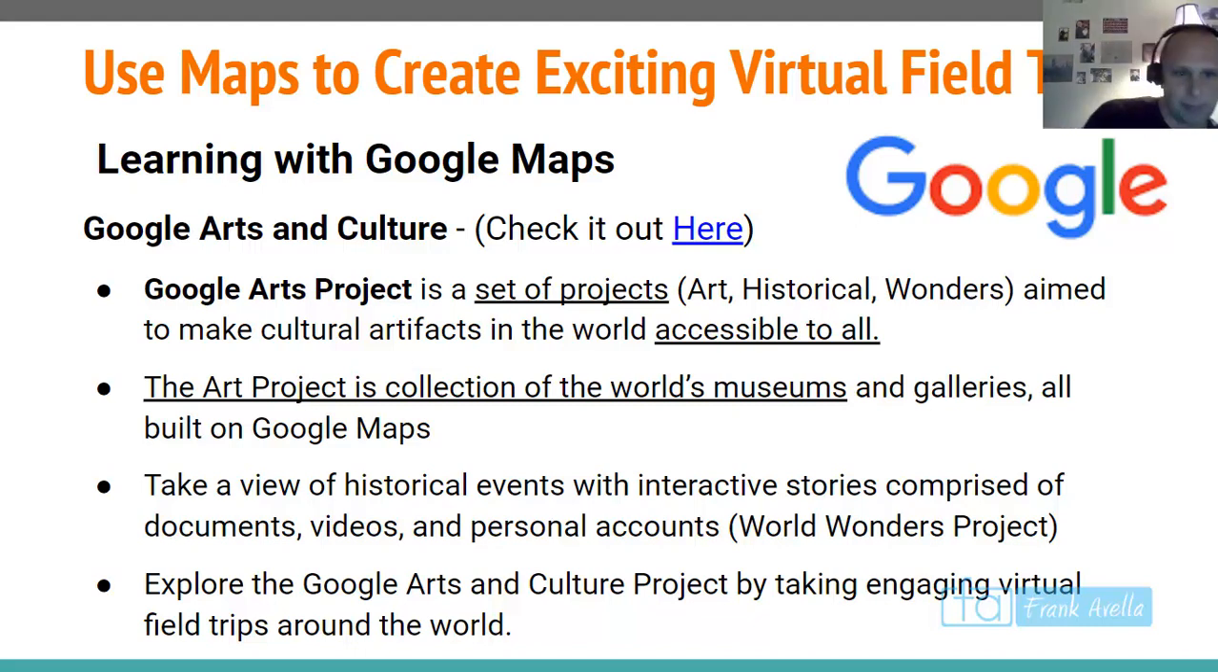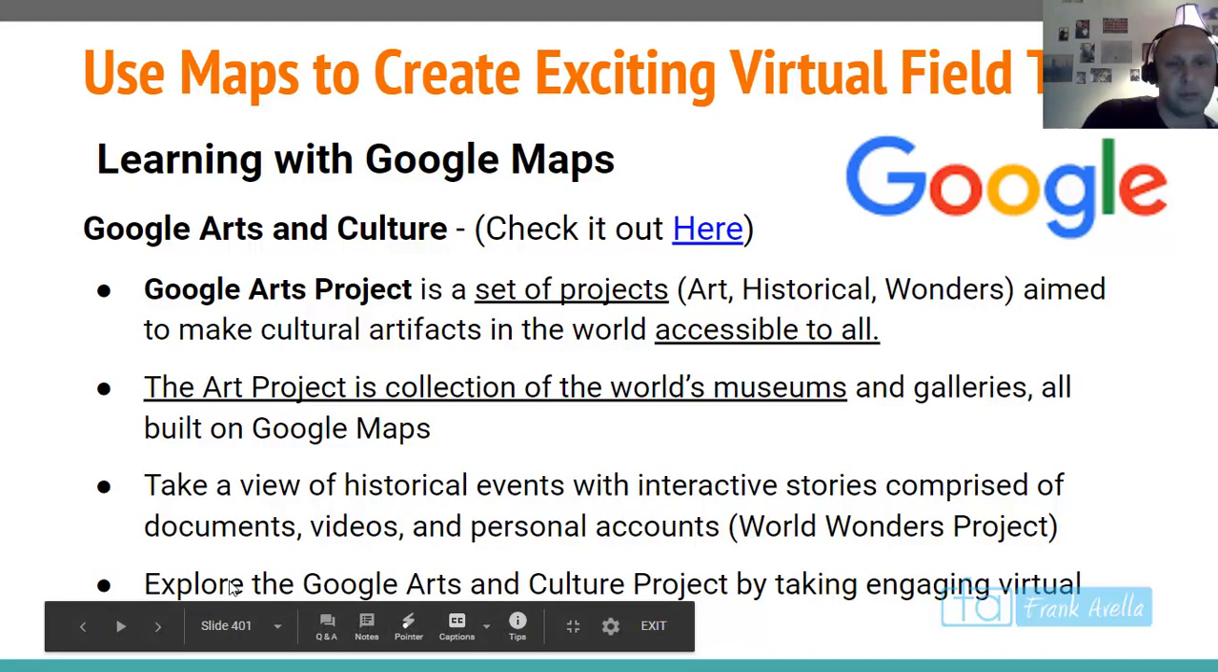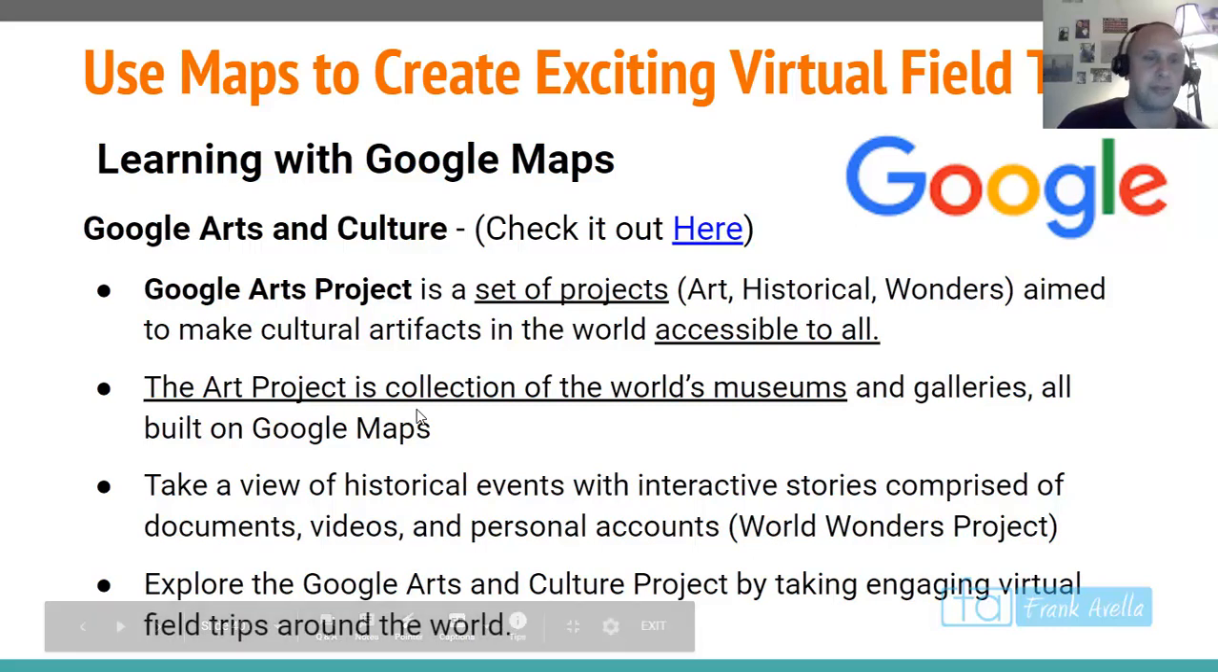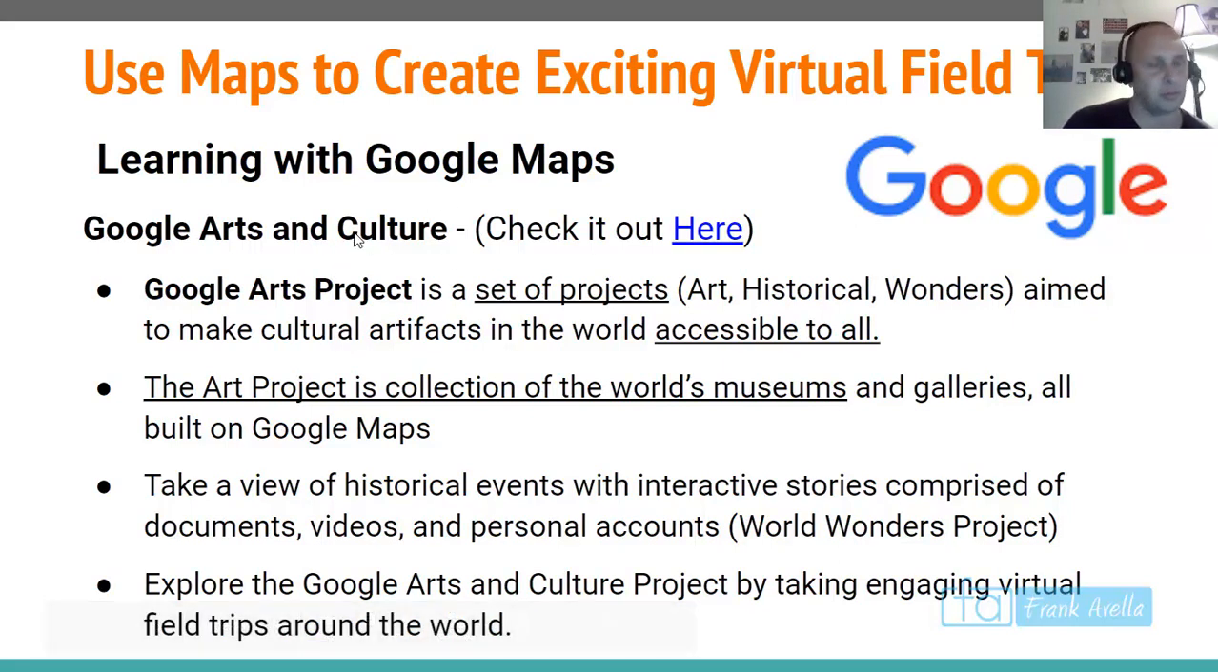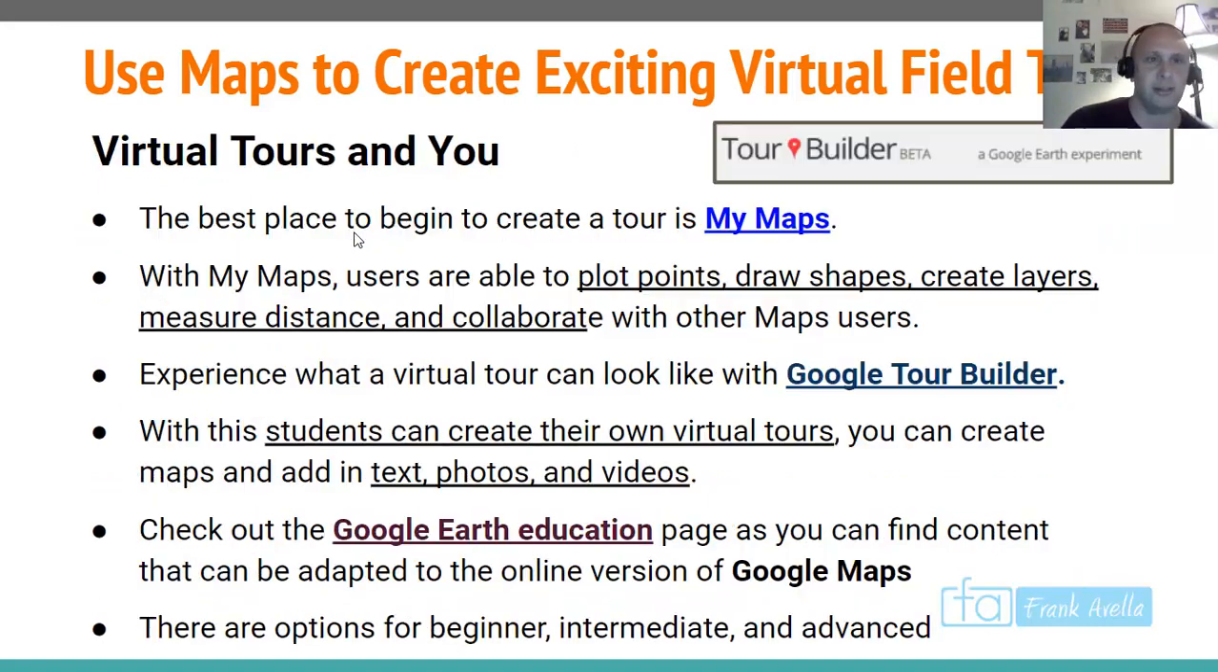The art project is a collection of the world's museums and galleries, and it's all built on Google Maps, right? Remember, we're still in the Google Maps section here. So even when we talk about tours, we're still focused. This all has to do with Google Maps, all right? Take a view of historical events with interactive stories comprised of documents, videos, personal accounts, all part of the Google Arts project. Explore the Google Arts and Cultural project by taking engaging virtual field trips. Okay, all here. And I'm gonna be honest too, don't worry too much about this either.